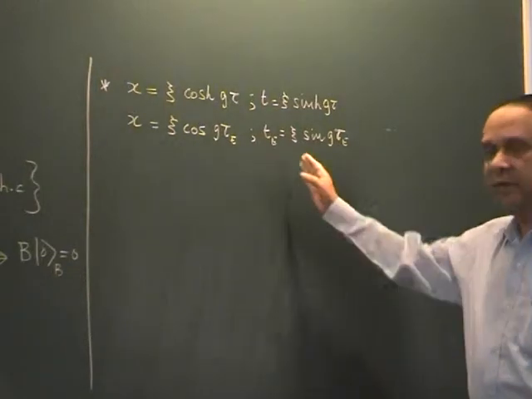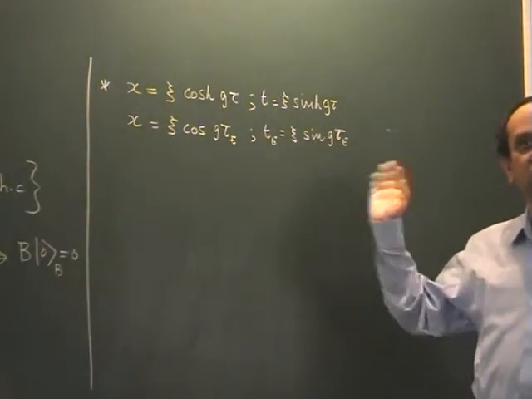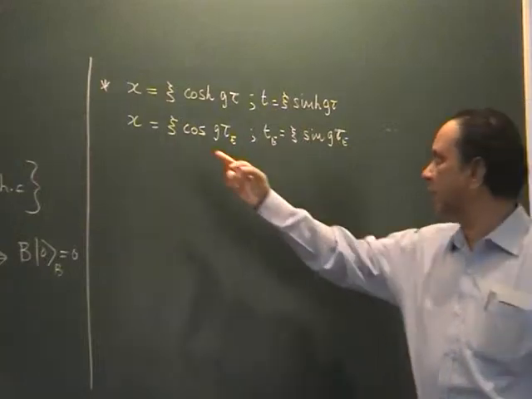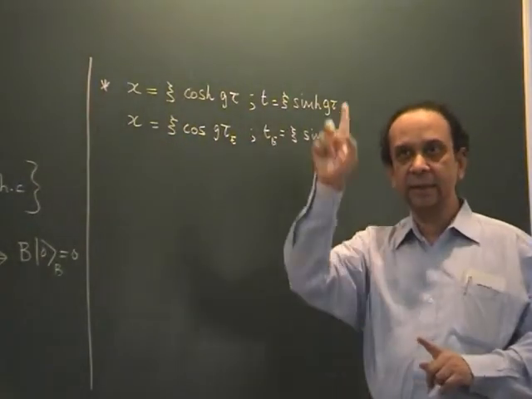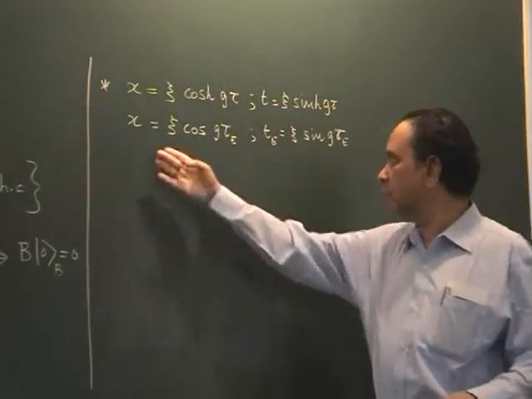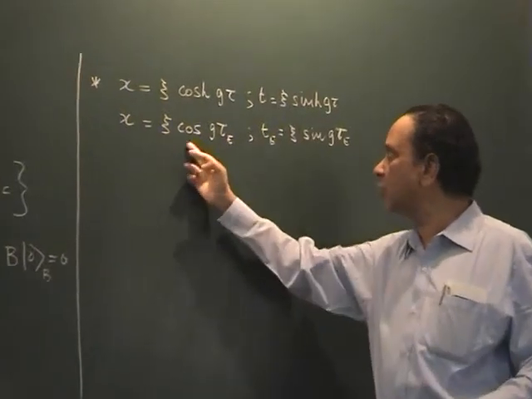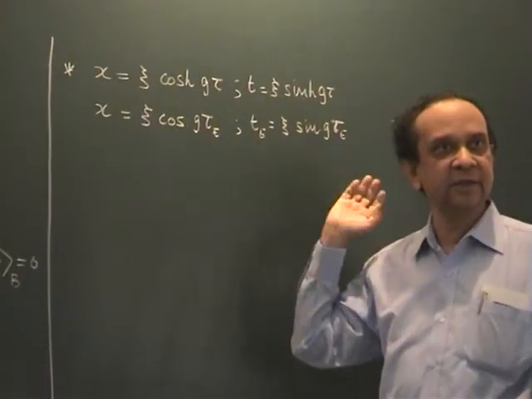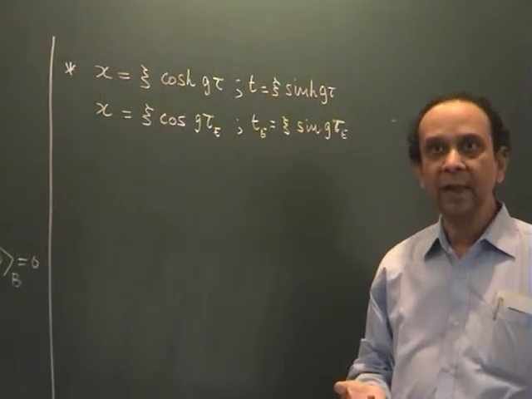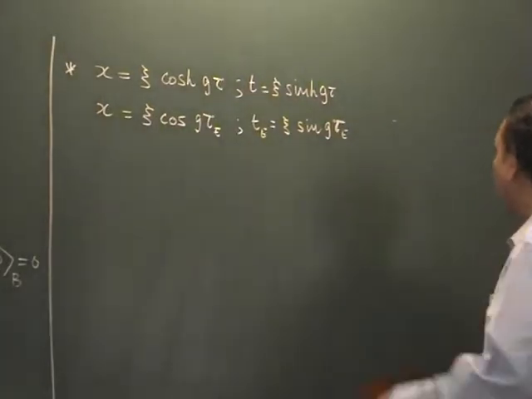Now this is something which everybody knows. This is just polar coordinates. You are starting with an x and y, because remember that t is the y axis. So you have an x and a y, and I am saying r cos theta and r sin theta. g tau is like theta. Okay. So what are we doing here?